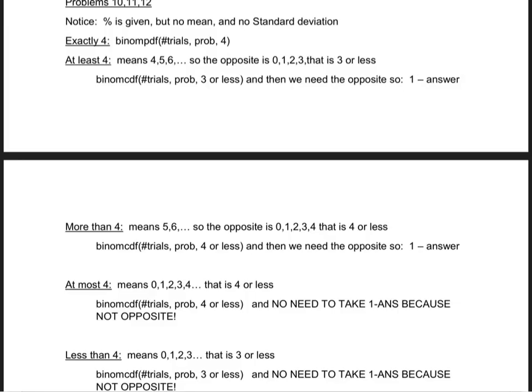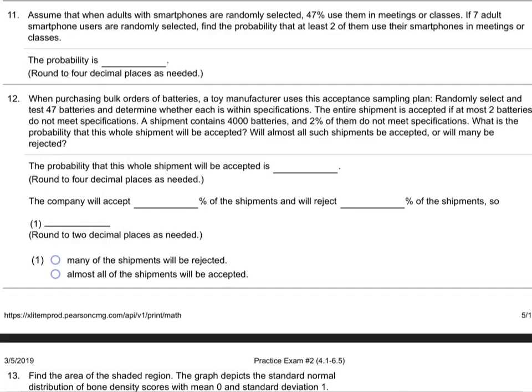They get harder than that. 11 was where we got stuck, right? How are we going to recognize this as another binomial kind of question? No mean, no standard deviation, percentage there. Same thing again. Okay, so then we look at the words: at least 2.